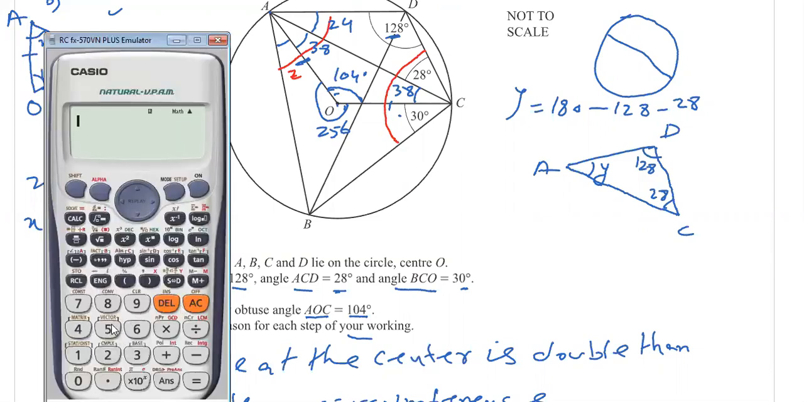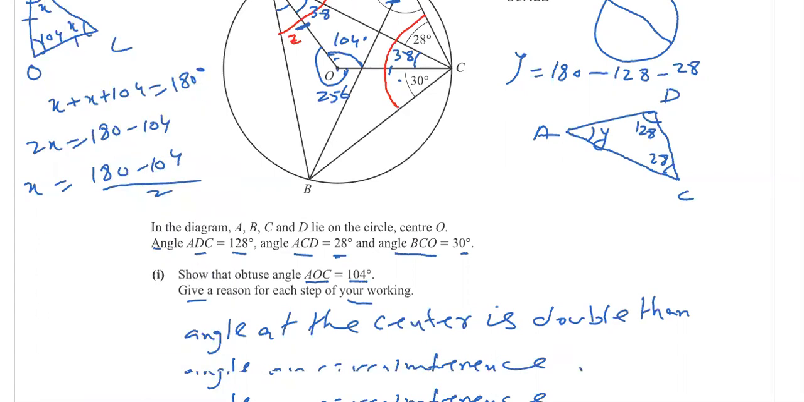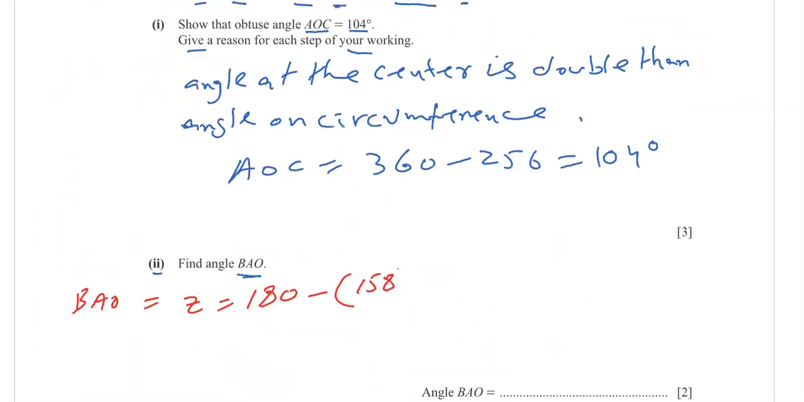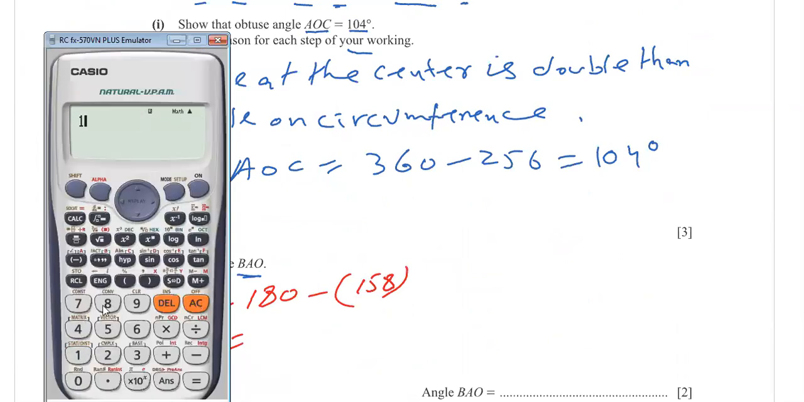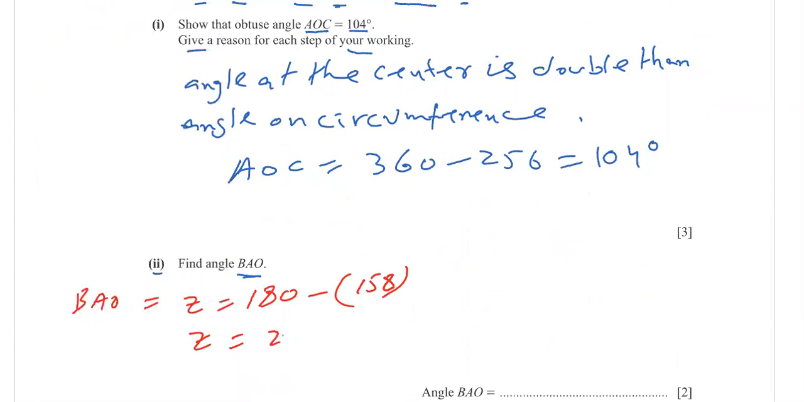Oh, let me recount. 28 plus 38 plus 30 plus 24 plus 38. It's 158. So it means it will be 180 minus 158. So 22. It means this angle is 22 degrees.